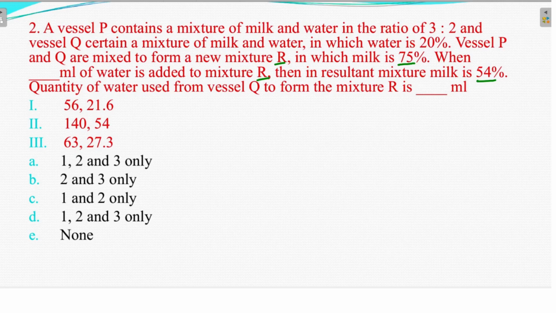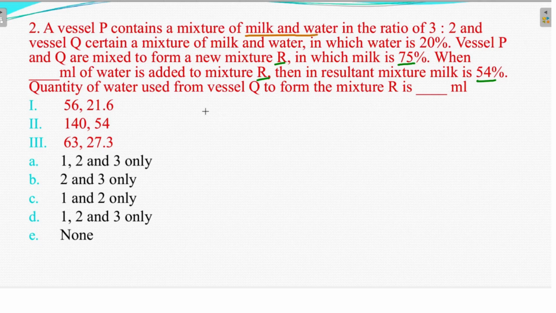So here, I am going to teach the ratio method first. First I will teach you what the concept is and what the question is. If you read statement by statement, you will be able to understand. Once in mains, read the full question, and after that read statement by statement. So in this question, a vessel P contains a mixture of milk and water.